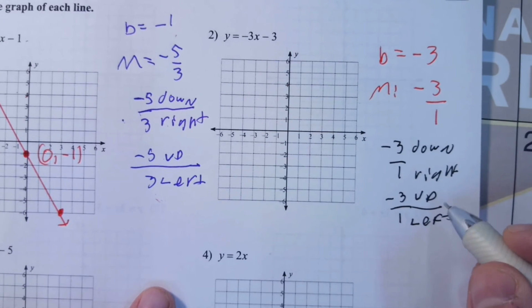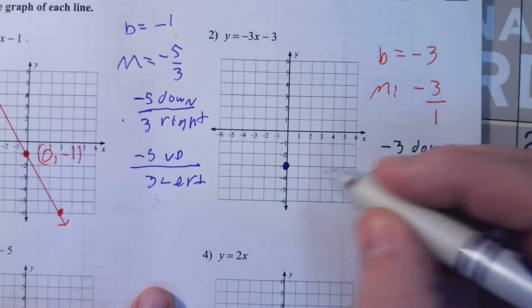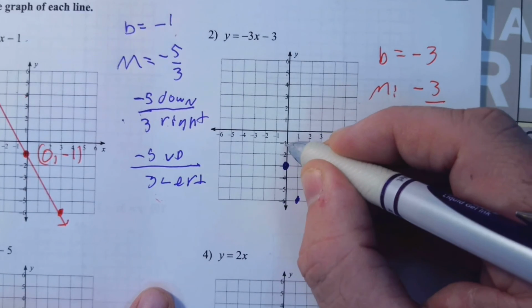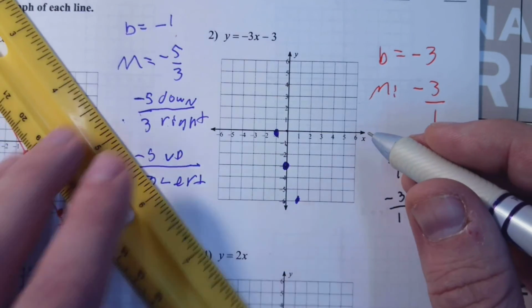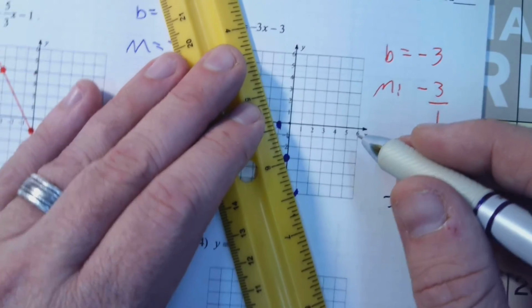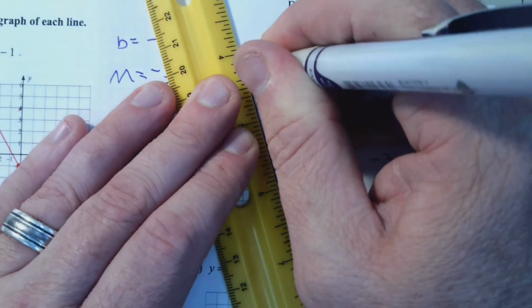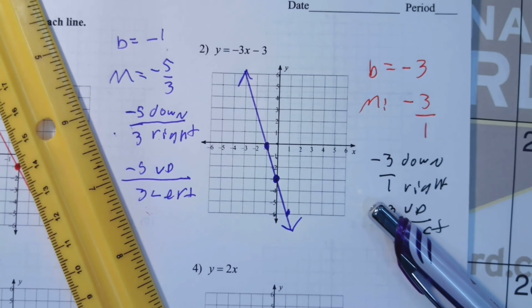Okay, so let's see here. Start on -3. Down and right. Up and left. And that's it.